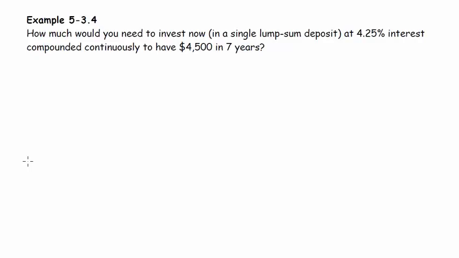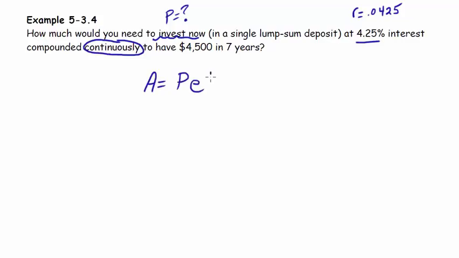So this is another problem where I am looking for P, the principal, so that I would have, at an interest rate of, if I change this to a decimal, 0.0425, compounded continuously. All right, so I'm going to use this: A equals P e to the rT, such that I would have $4,500.